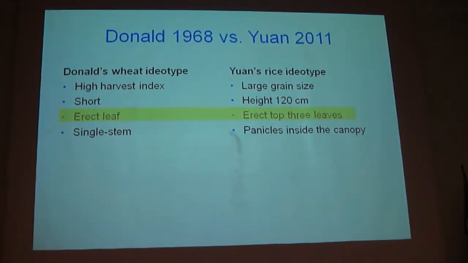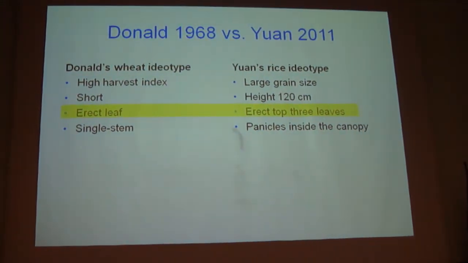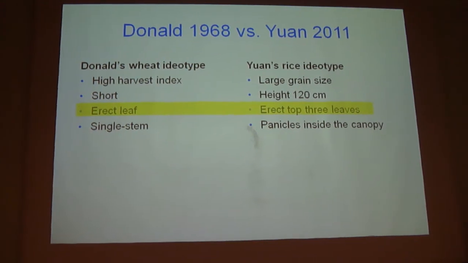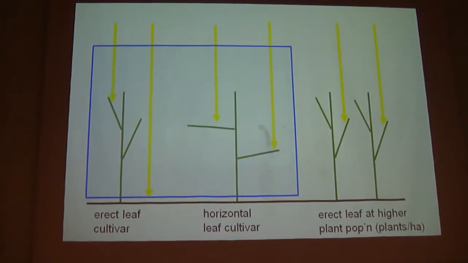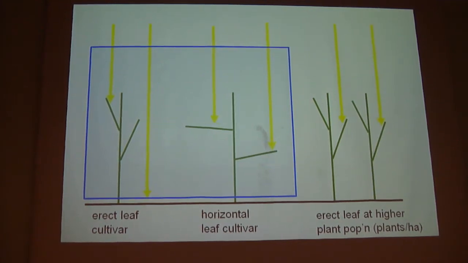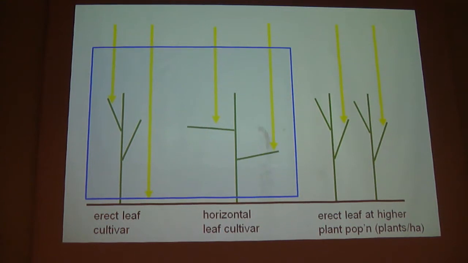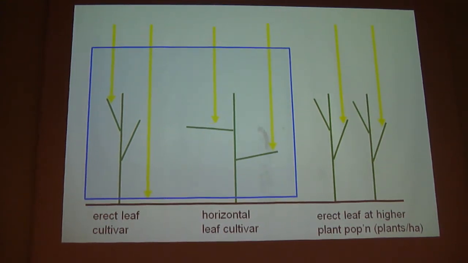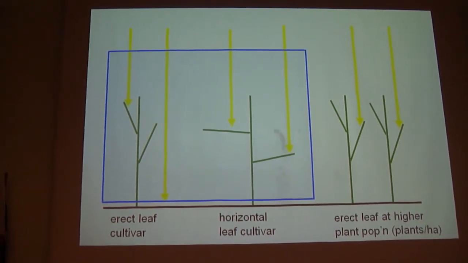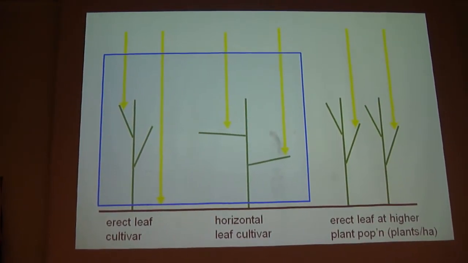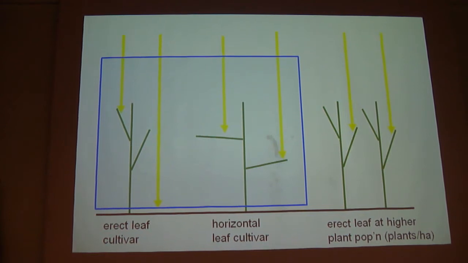Donald and Yuan were pretty much in agreement with John Sheehy, for example, about the importance of erect leaves. John discussed this pretty well, but maybe not everyone was there, so I'll go through this. The key point here is that this erect leaf trait is really linked to trade-offs.